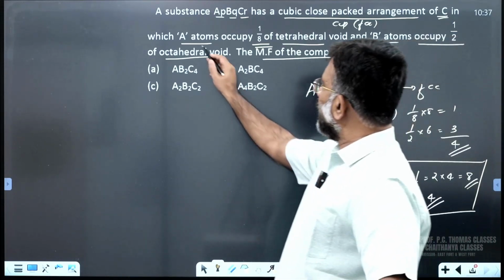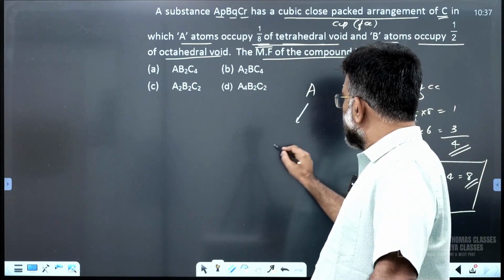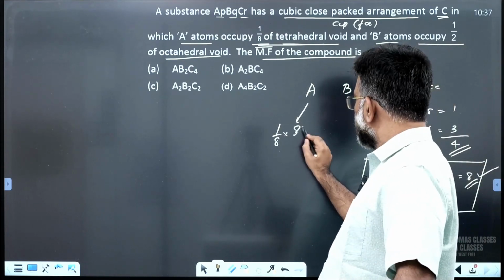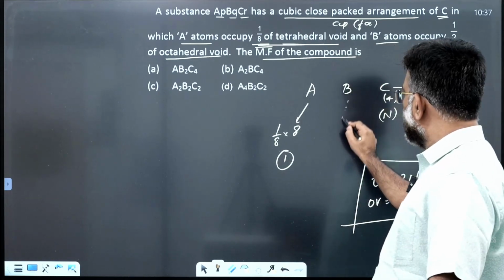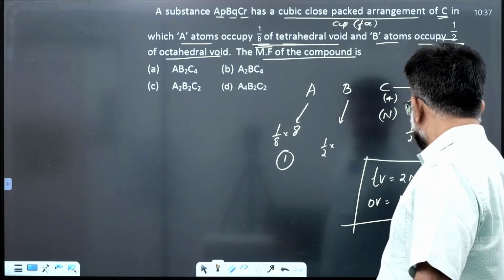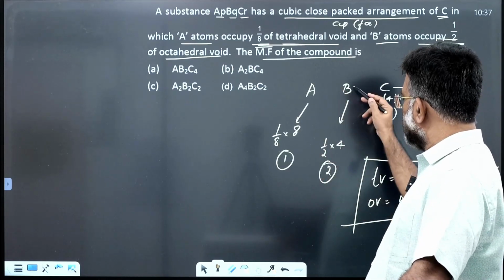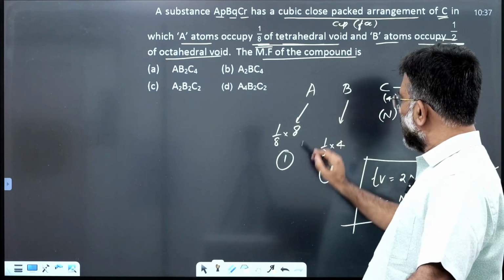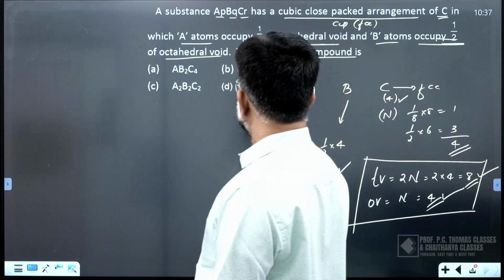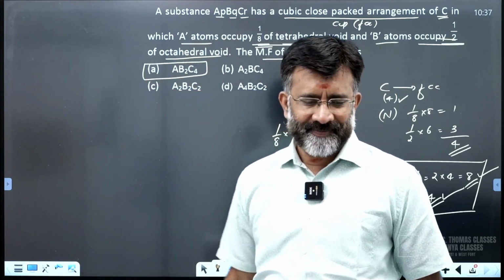And we have A atoms occupying 1/8 of tetrahedral voids. So A is available in 1/8 of 8, so it is 1 particle. And B is available in half of octahedral voids. Half of 4, so it will be 2 particles. So A is 1, B is 2 and C is 4. A1, B2, C4. Option A is the correct answer. Right?